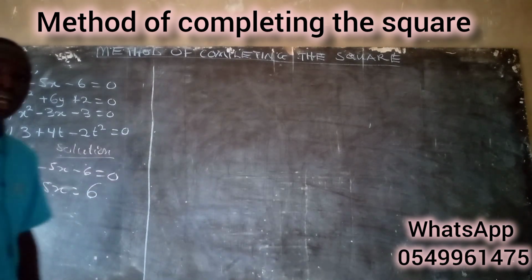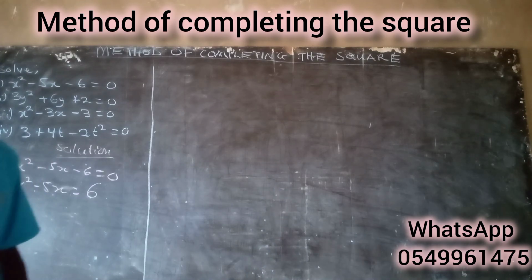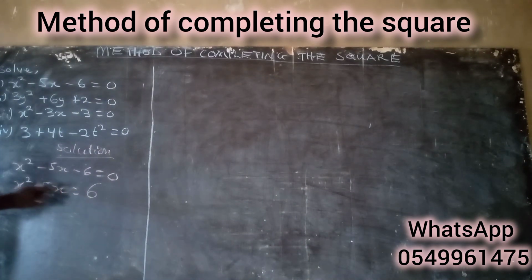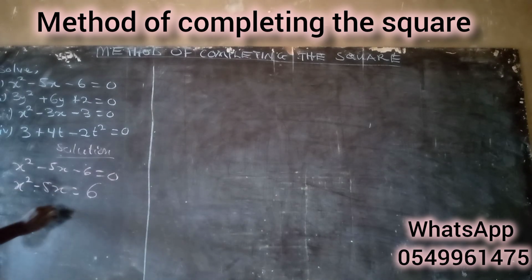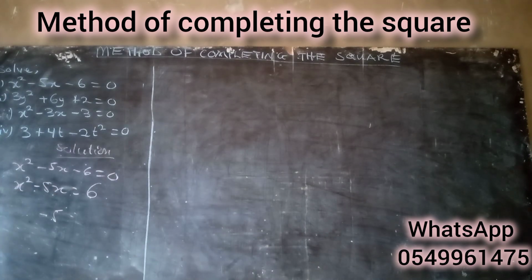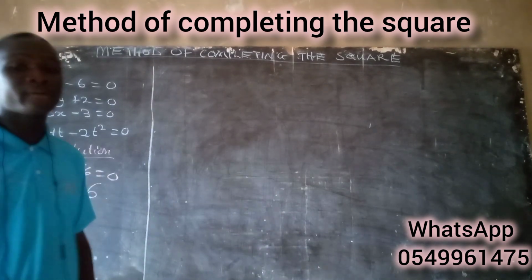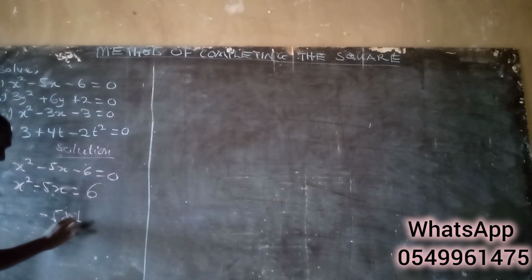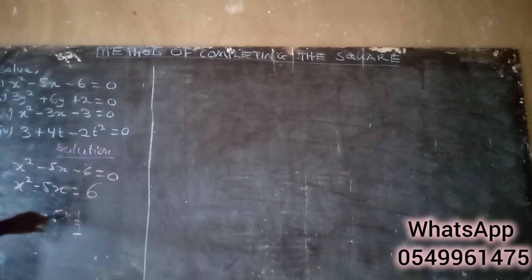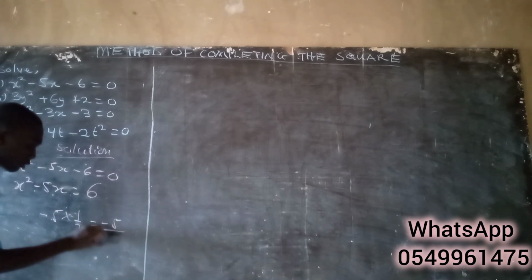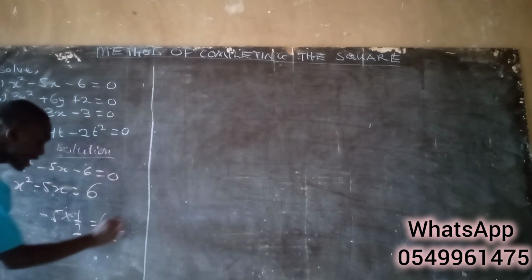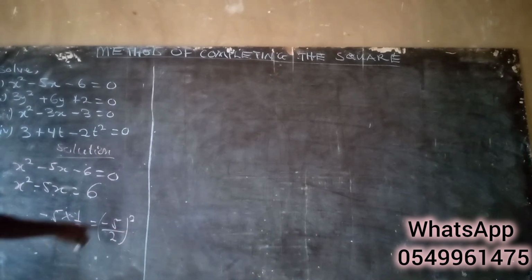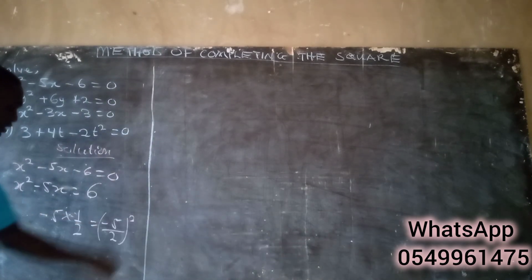Now our next step is to write the coefficient of x. The coefficient of x here is negative 5. Now you have to multiply that negative 5 by half, which gives us negative 5 over 2. Then you square the result to give us negative 5 over 2 squared.